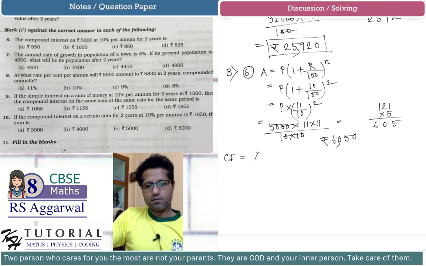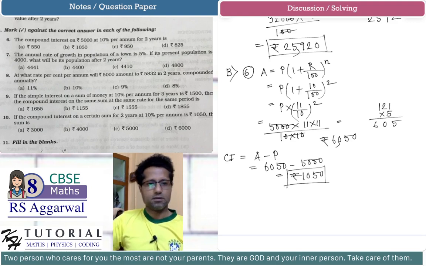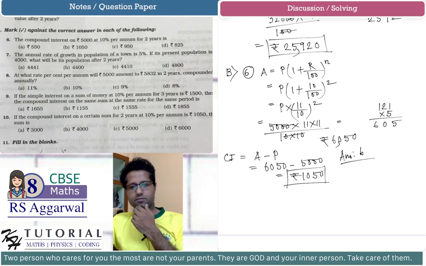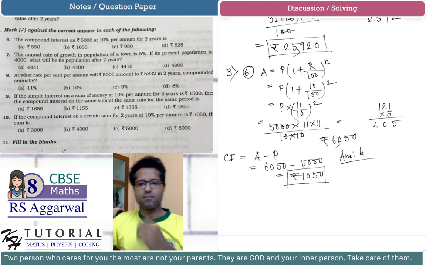Compound interest is amount minus P, which is 6050 minus 5,000, which is equal to rupees 1050. 1050 should be the compound interest, and hence the correct choice is B. 1050 is the compound interest.